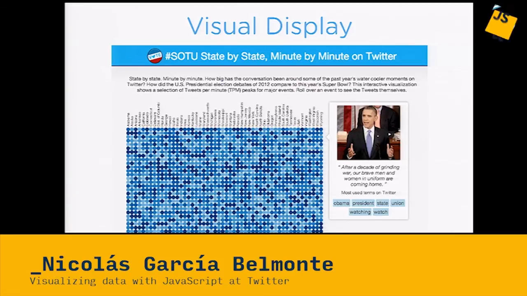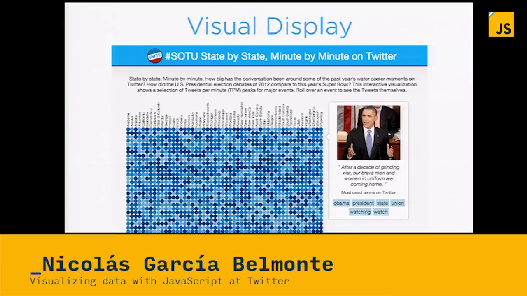So what we did in the first approach is just have every row be a minute, and every column be a different state in the United States. Then we just had the volume of tweets. And this was horrible. I showed this to a team, and I was like, there's nothing interesting from this.